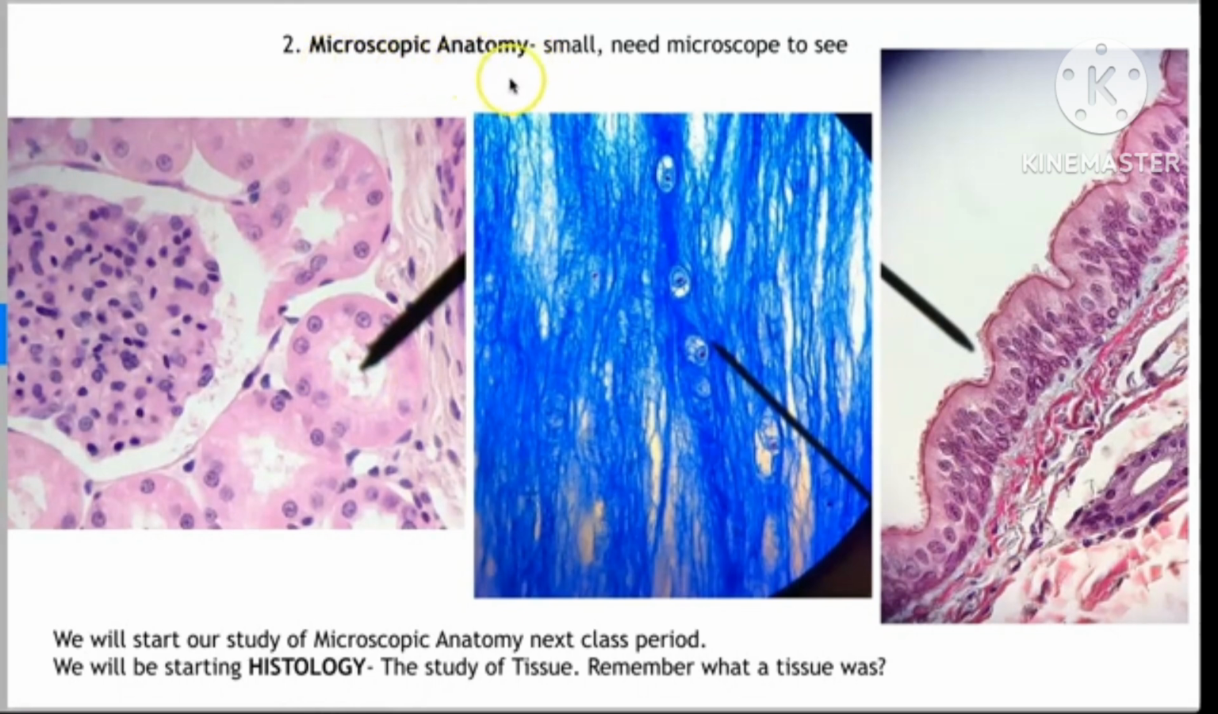Microscopic. You need a microscope to see it. It is so small. And we're going to be covering microscopic anatomy, aka our histology. We'll be starting histology, the study of tissue, in our next class session. So this is microscopic anatomy, basically our histology, the study of tissue. So here, if you were in the classroom, you'd be spending a lot of time looking at slides under the microscope. So that was microscopic anatomy, aka our histology.